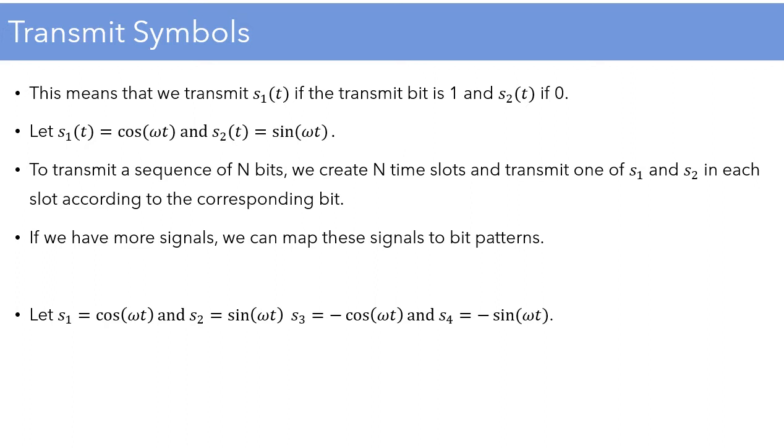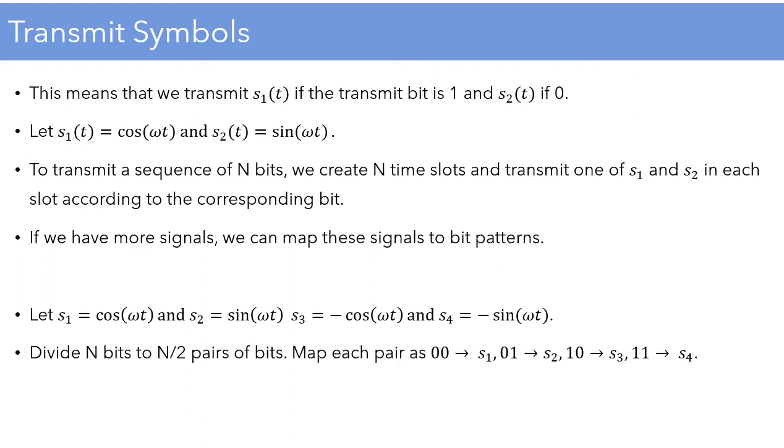So suppose we have n bits. What we do is we create n by 2 pairs. Each pair has 2 bits, and that can be 00, 01, 10 or 11. And then we map, suppose, 00 to s1, 01 to s2, 10 to s3, and 11 to s4. This means that whenever we want to send 00, we send s1. Whenever we want to send 01, we send s2, and so on. So in this case, you will require n by 2 time slots to send this information.